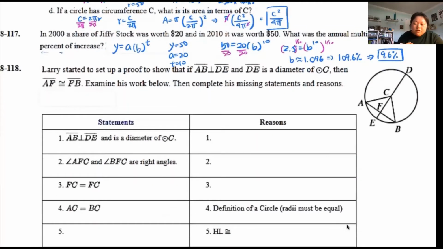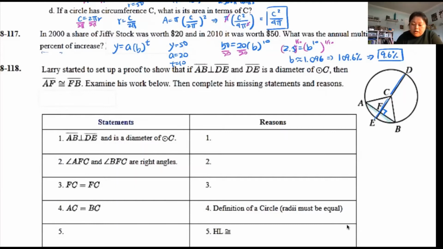Larry started a set of proofs to show that AB is perpendicular to DE. So if AB is perpendicular to DE, what I can do to show that is that it will make a 90-degree angle, because that's what perpendicular lines do for me. And then DE is the diameter of circle C. So DE is a diameter, means that this length and this length are the same. Okay. Then, sorry, AF is congruent to FB. So what I'm trying to show is AF is congruent to FB.